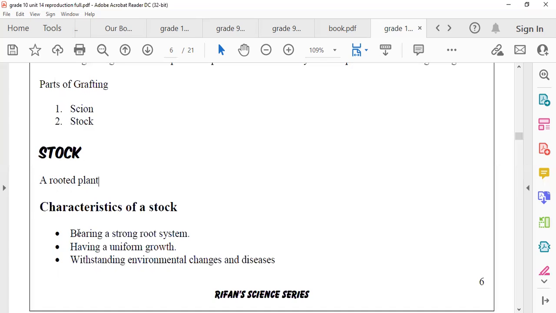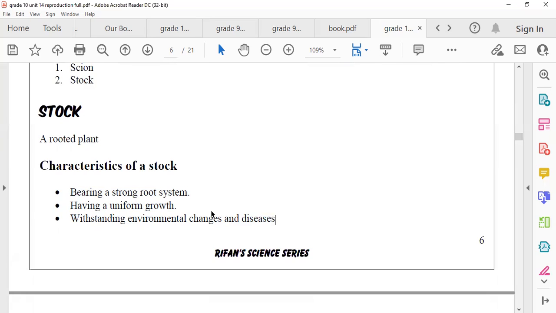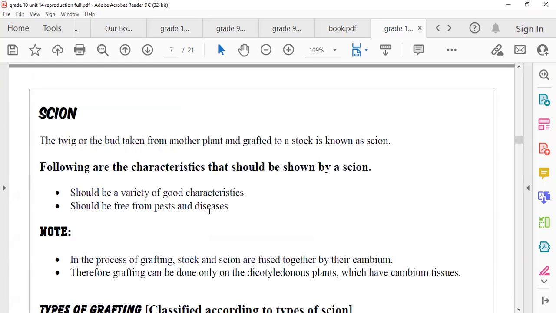It should have a strong root system. It should have a uniform growth. It should withstand environmental changes and diseases. Almost the role of a father in a family is played by this stalk. Similarly, the scion can be a bud or a twig.